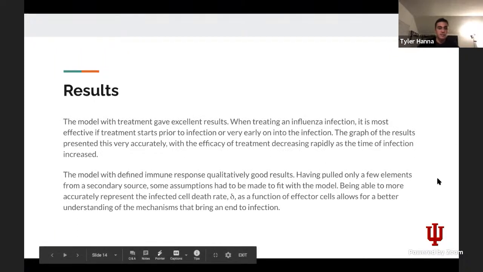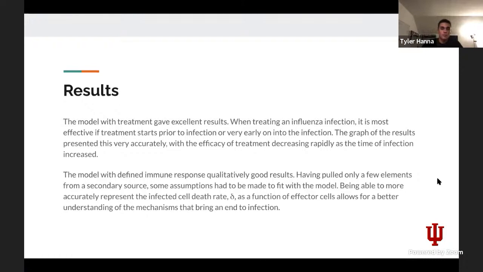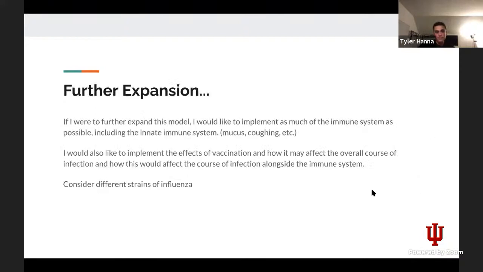And then the treatment was consistent with the fact that if you take antiviral medication at the very start or prior to an infection, then you're able to clear the infection very quickly. However, if you take it past a certain point, then it becomes essentially useless. And here, as we saw, the model with the better defined immune response showed intuitive results. However, there were a lot of assumptions made, and I will try to make it more accurate.